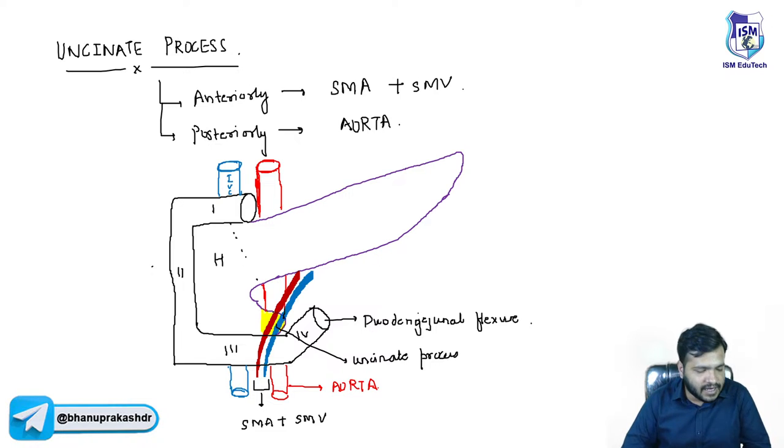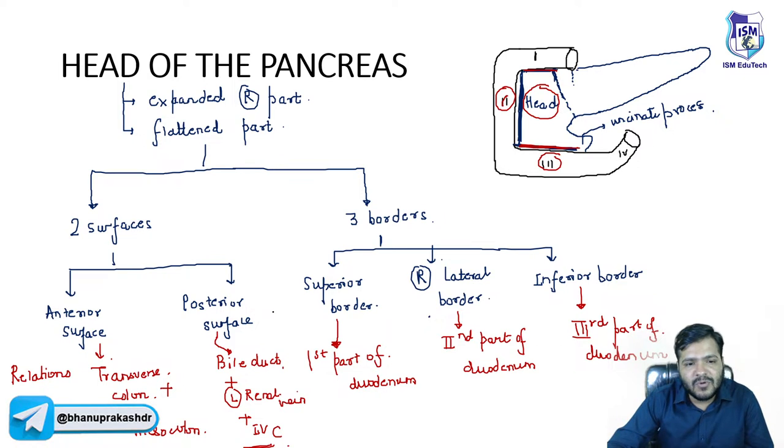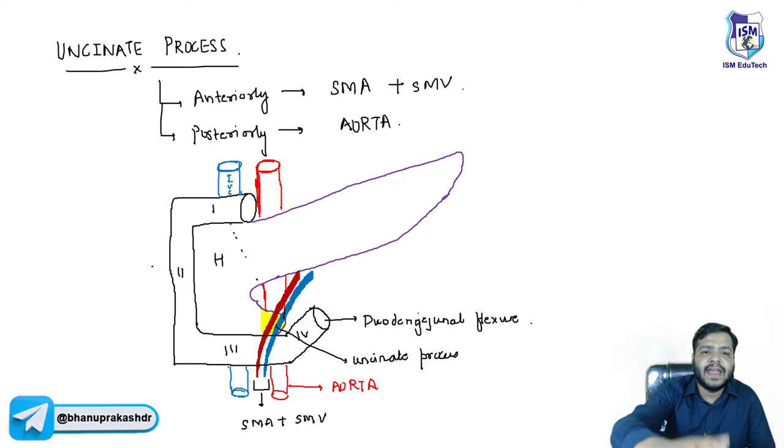I hope this is clear to everyone. I hope what is present anteriorly and posteriorly to the uncinate process is clear to each and everyone. Just give me a thumbs up in the chat box if the uncinate process part is understood. In the head, I told you, anteriorly are the transverse colon and transverse mesocolon, and posteriorly will be the bile duct, left renal vein and inferior vena cava. Behind the head, I have already shown the inferior vena cava.